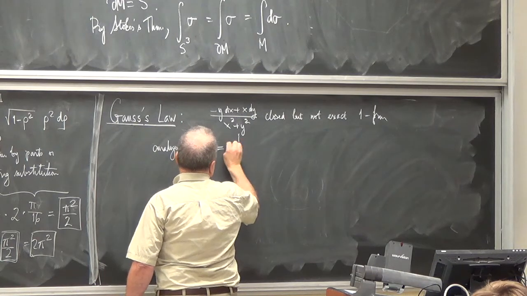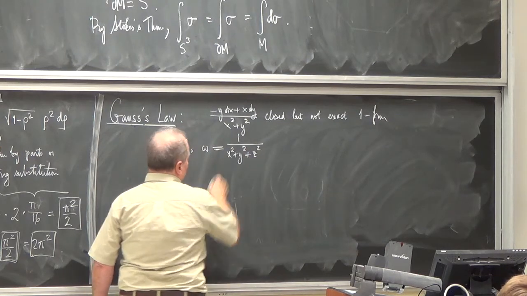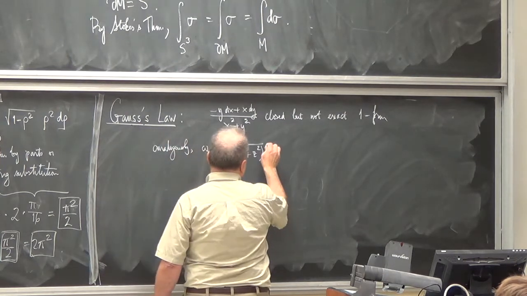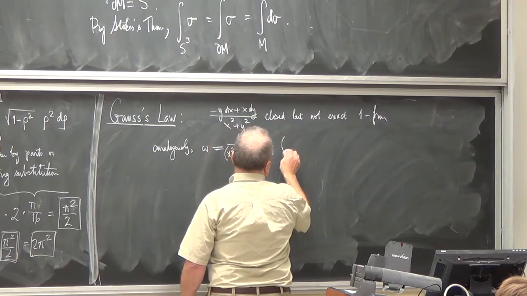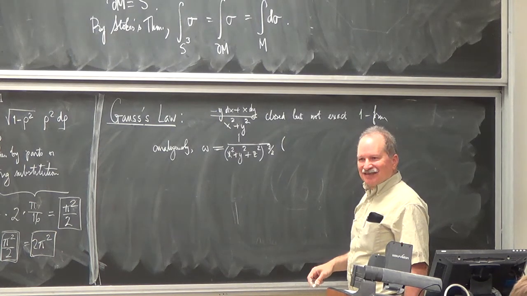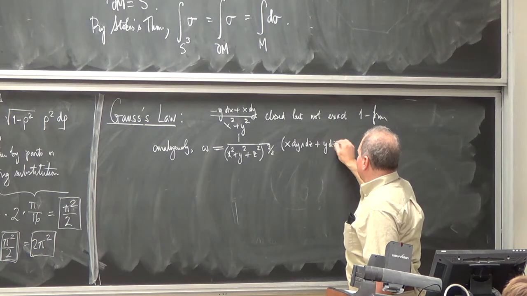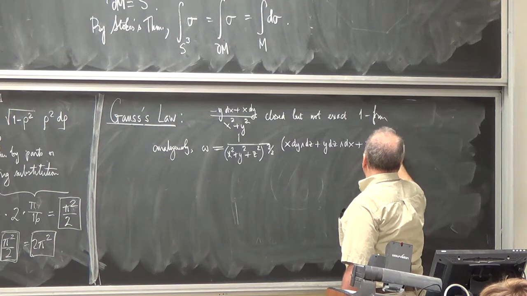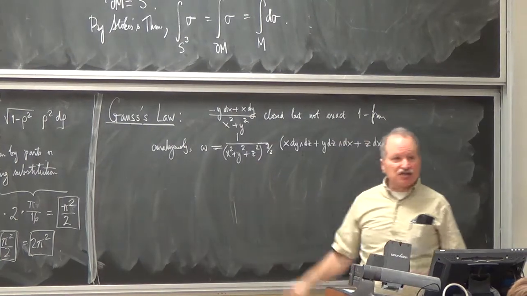1 over the square root of x squared plus y squared plus z squared, raised to the power 3 halves, times x dy wedge dz plus y dz wedge dx plus z dx wedge dy. So it's the standard area form on the sphere, basically. You're scaling the area 2-form on the unit sphere by 1 over radius cubed.